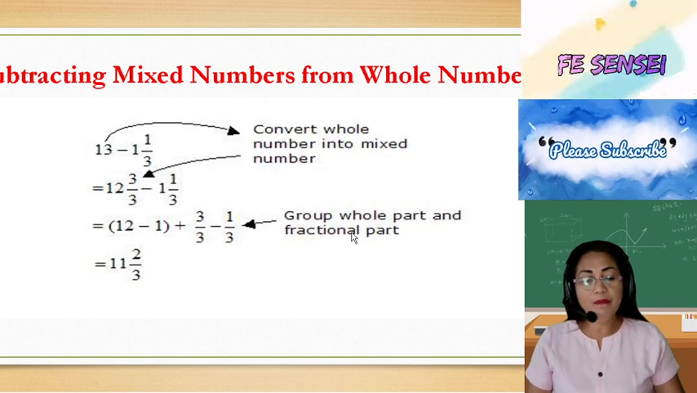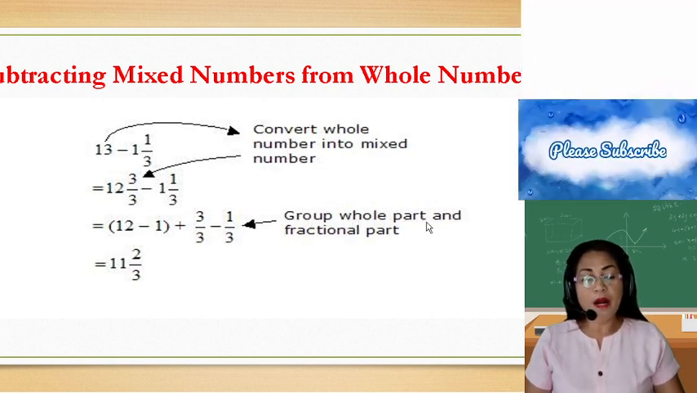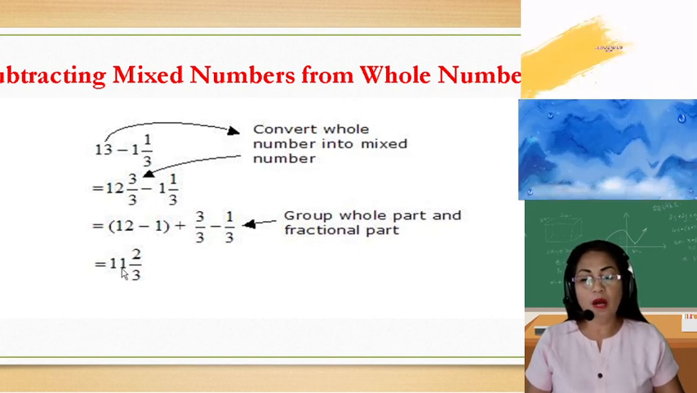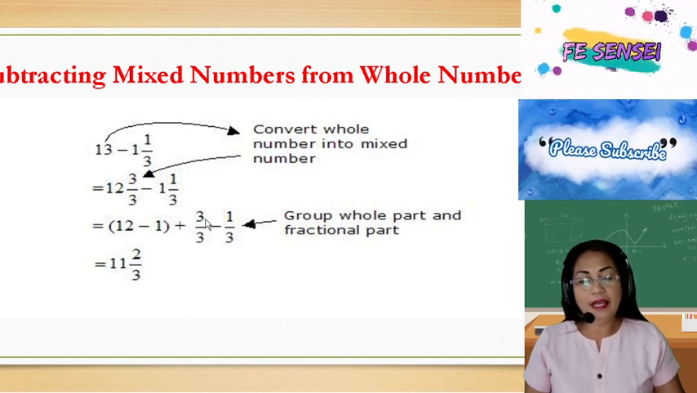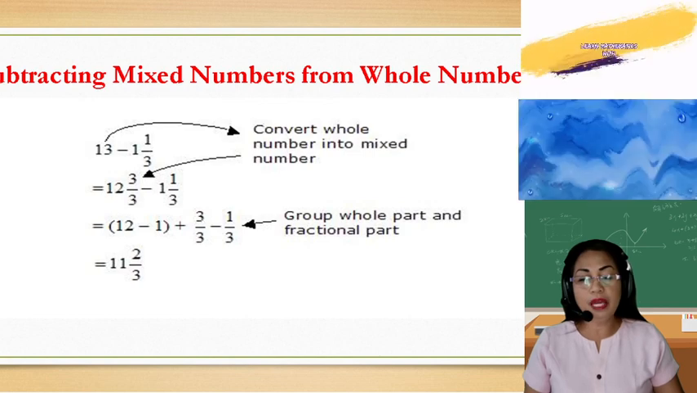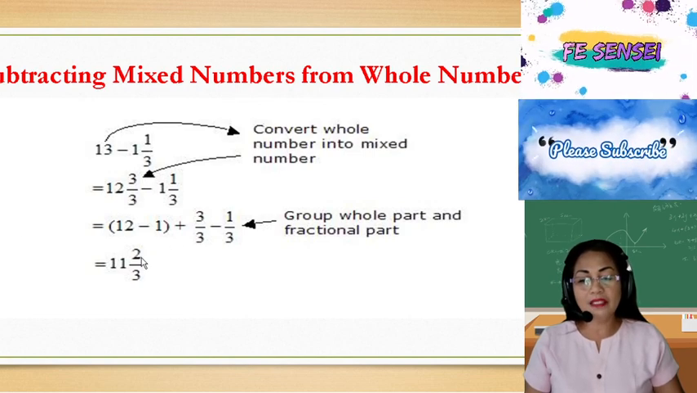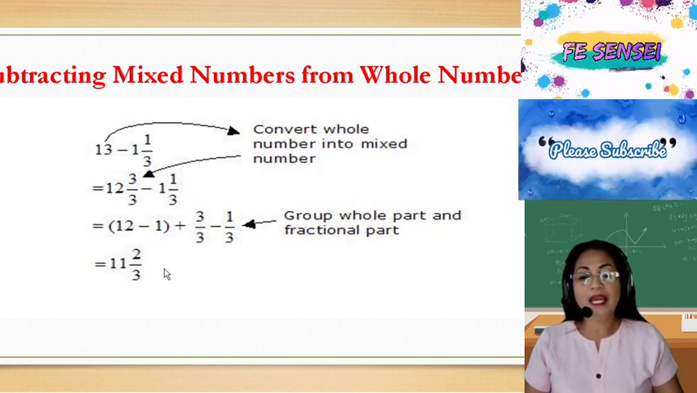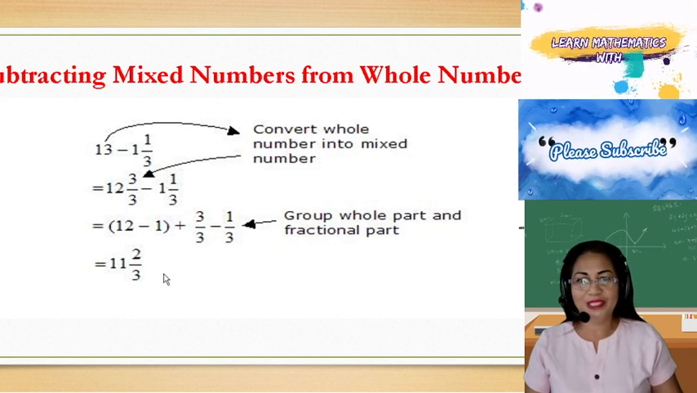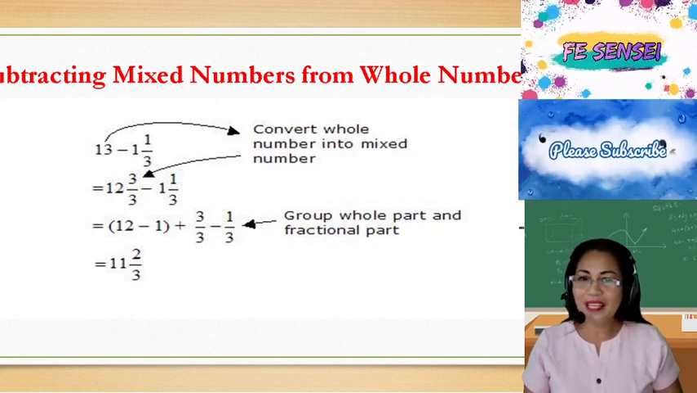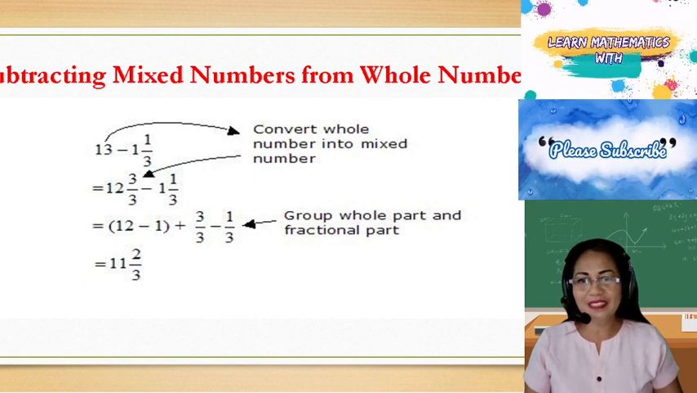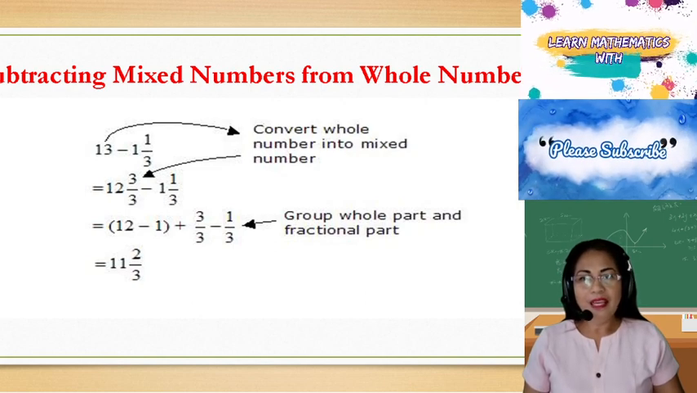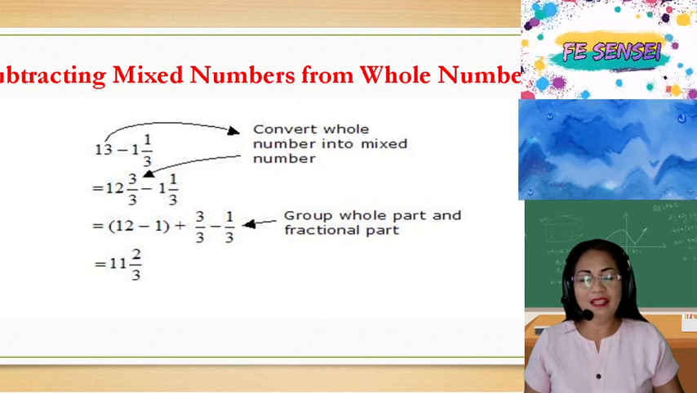So we're going to group whole part and fractional part. So 12 minus 1 equals 11. And again, subtract the numerator. 3 minus 1 is 2, and copy the denominator 3. So our final answer is 11 and 2/3. Did you get it? I hope so. If not, then just review it so that you can understand.